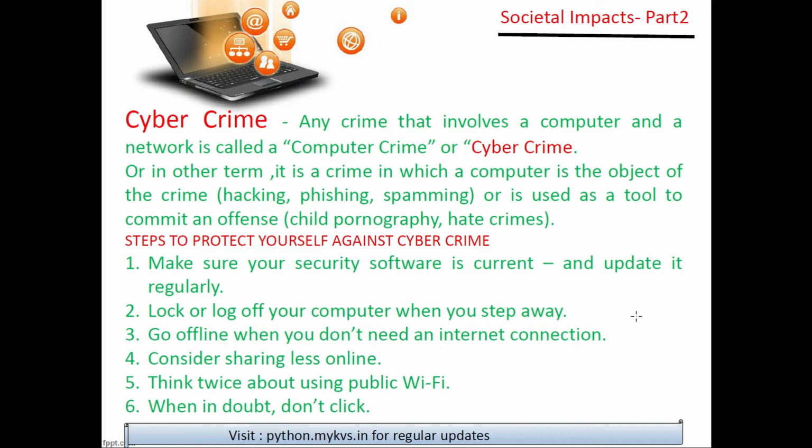And when in doubt, don't click, please. Whatever mails you are getting, maybe a very attractive mail, you may be given some profitable offer. Without having the authenticity of that particular link, don't click on it. Otherwise it may cause harm to you. So these are the steps to be taken in order to protect yourself against cybercrime.